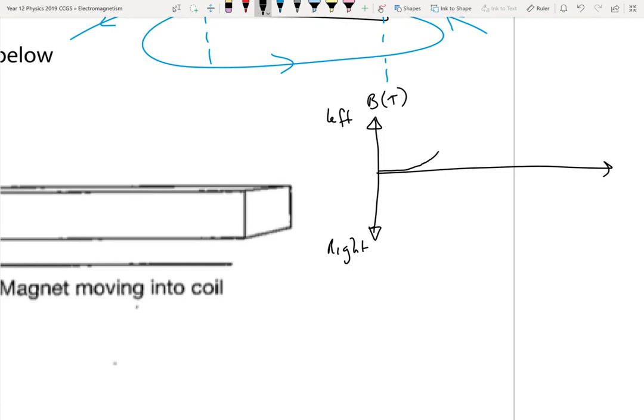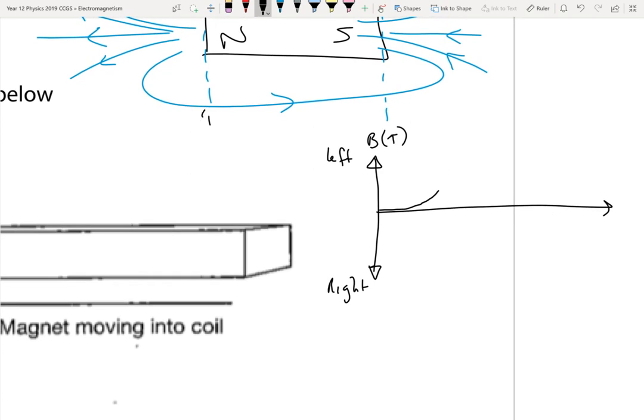All right. But then, when you get to part 1, which is the boundary, it suddenly changes. And now it's going right. And then, when you get to section 2, it changes again. And then, as the south pole leaves the probe, it starts to decrease again back to 0. Okay? So that's what you get.